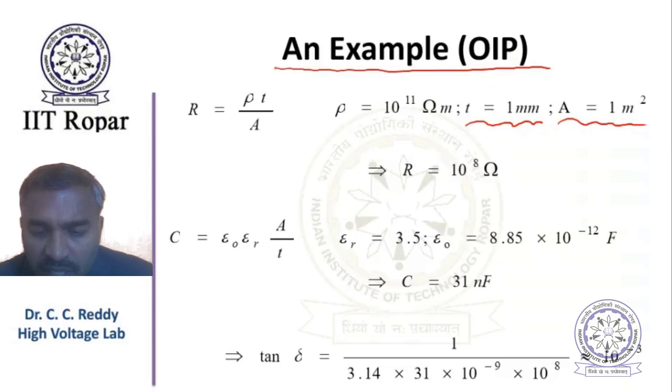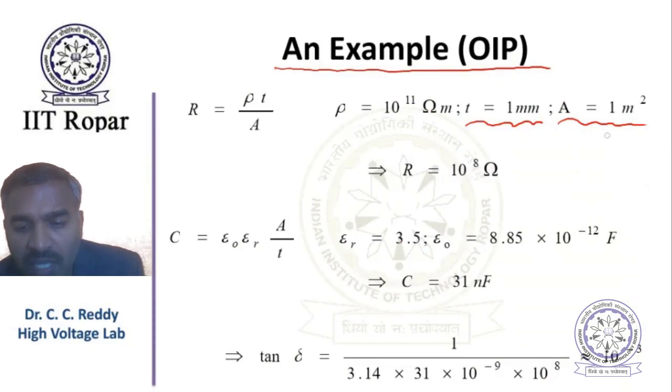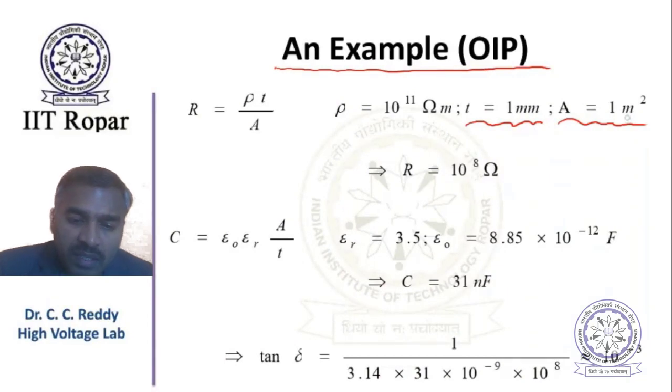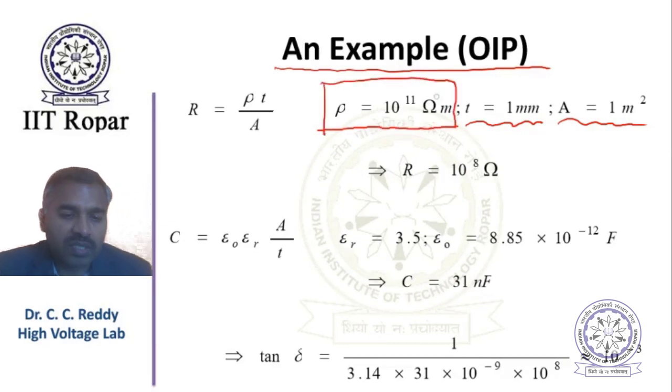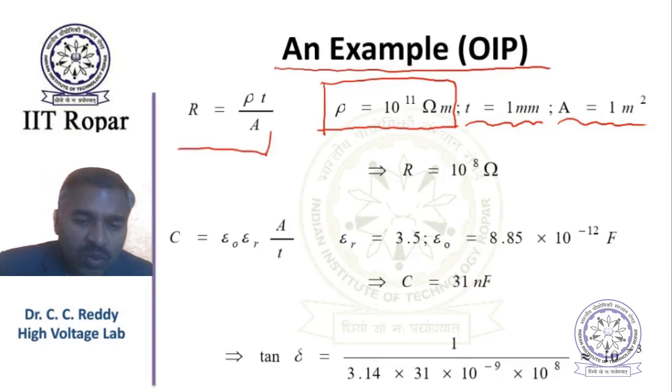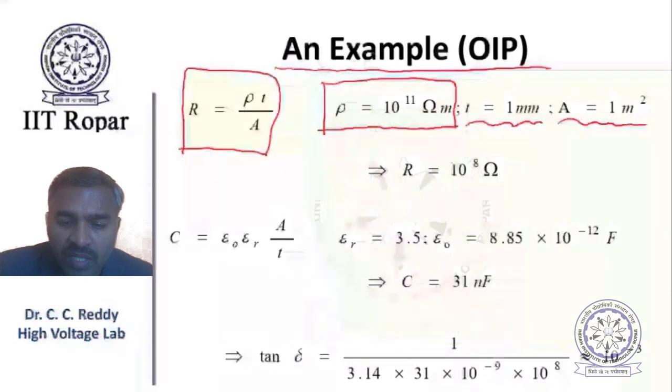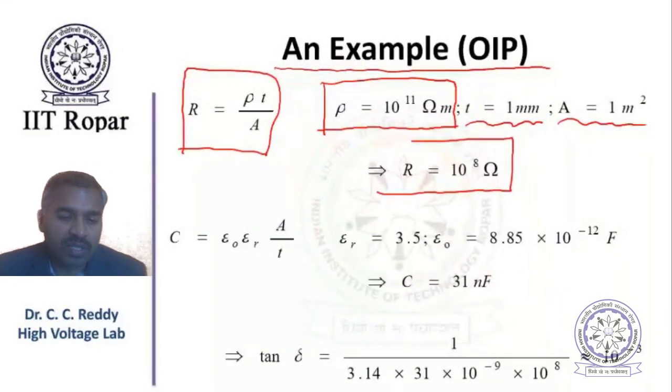The thickness is 1 mm, the total area comes out to be 1 meter square, and the value of resistivity, which represents the last component, is 10 to the power of 11 ohm meters. So the total resistance is rho into T by A, or rho into L by A, some people use L actually, which turns out to be 10 to the power of 8 ohms for this case.